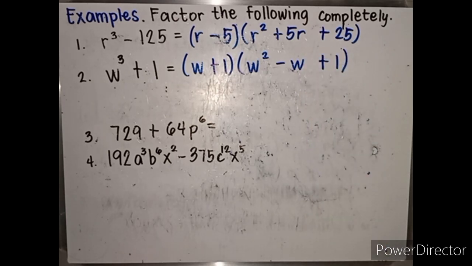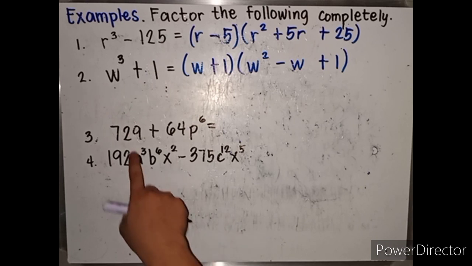So, ganun lang po siya kadali. Okay, number 3. 729 plus 64p to the 6. 729 is a perfect cube number. Ang cube root niyan ay 9. So, that's 9 times 9 times 9. So, sabi ko nga before, sana familiar tayo sa mga perfect square numbers, perfect cube numbers, para isang tingin lang natin, alam natin ay sum or difference of two cubes ang factoring yan. So, malaking tulong kapag kakabisaduhin nyo yung perfect square tsaka perfect cube numbers.